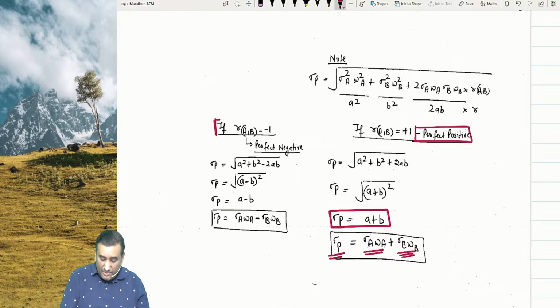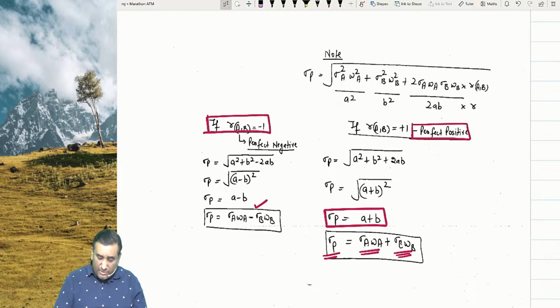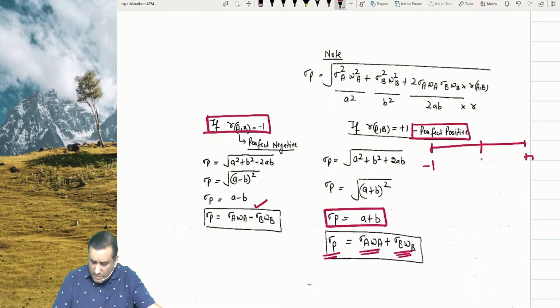If RAB is -1, we call it perfect negative correlation. The risk gets cut out here. So remember the formula A square, B square plus 2AB. If R is given, multiply by R. The range of the correlation is -1 to +1. The range will be from -1 to +1, with 0 in between.